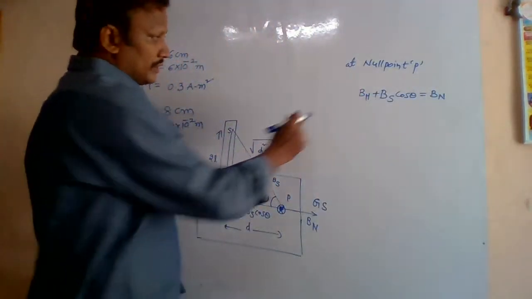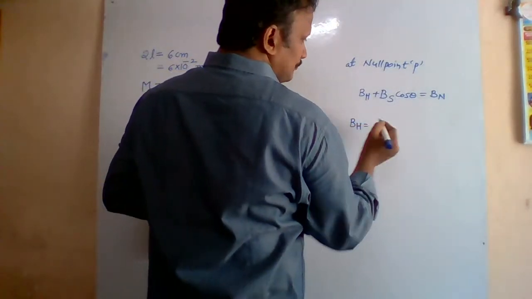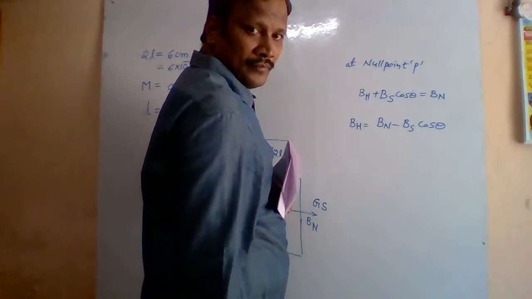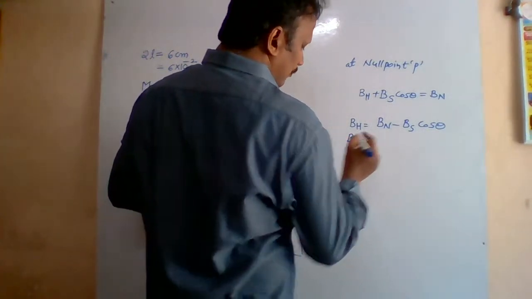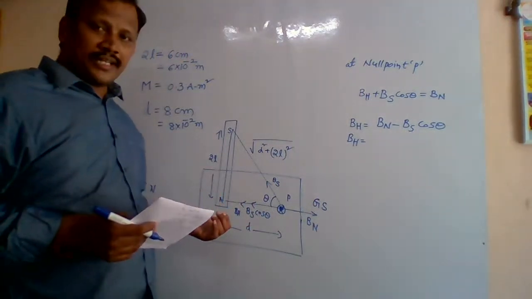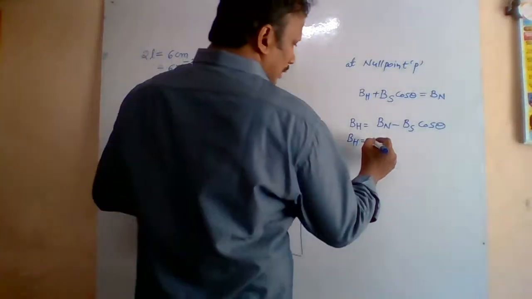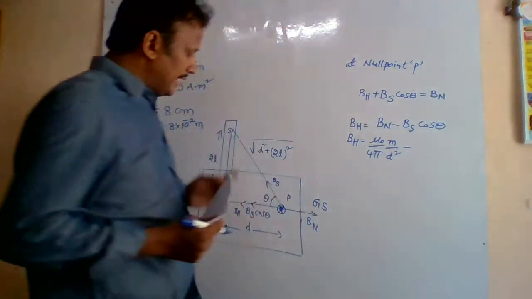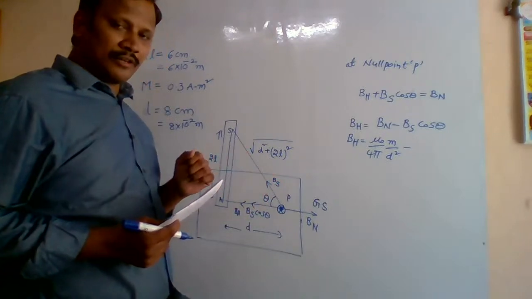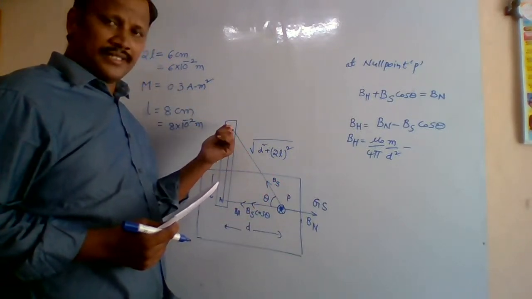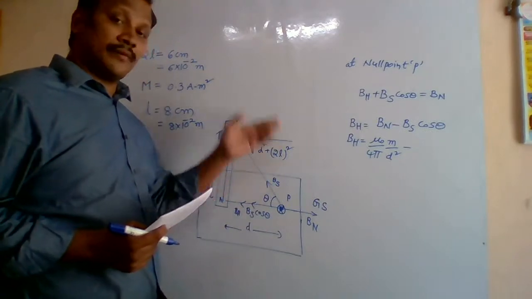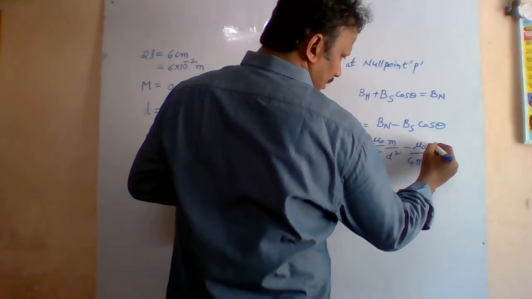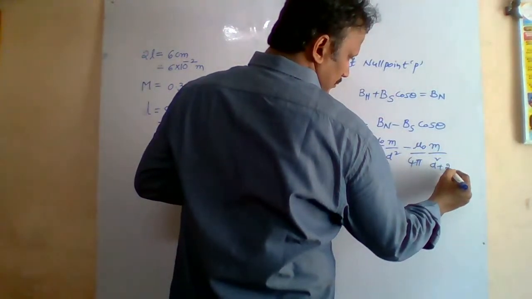Now how to find out Bh? Bh is equal to Bn minus Bs cos theta, right? What is the formula of Bn? North pole having pole strength m, distance d is there. Bn is mu naught by 4 pi into small m by d square. Due to the south pole, at that point you will get Bs. What is the formula of Bs? Mu naught by 4 pi into small m, pole strength m is there, but the distance is root over d square plus 2l square whole square. Right? So Bs is nothing but mu naught by 4 pi into m by d square plus 2l square.